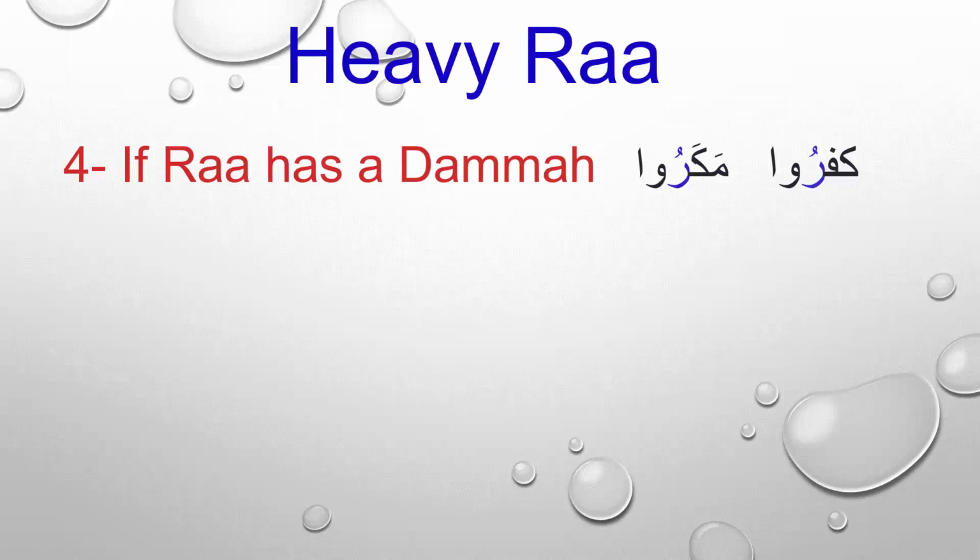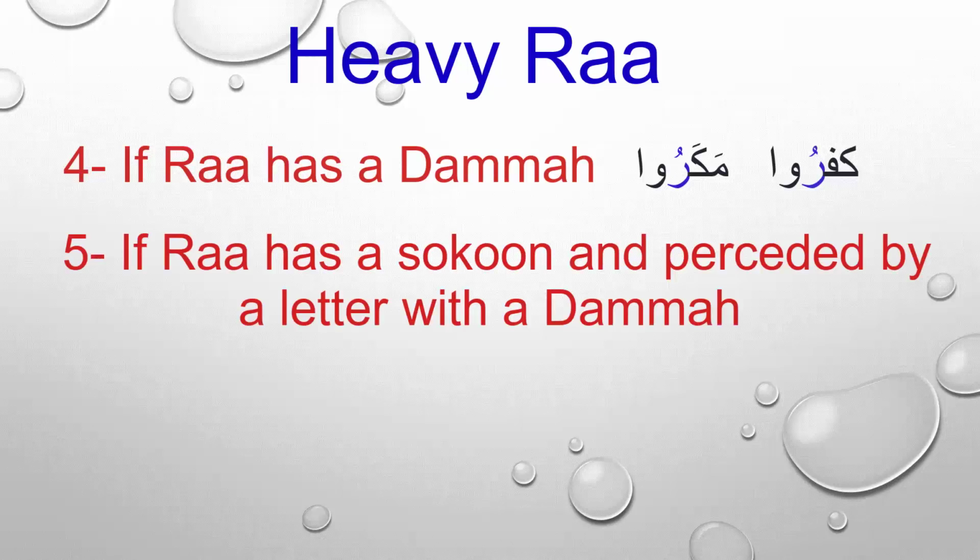Okay. The fifth case, if Ra is sakina and it's preceded by a letter with dhamma. So simple. Just as القرآن. We don't say قر. No, this is incorrect. We have to make it heavy because it's a second letter preceded by a dhamma. So it's gonna be القرآن. Like also in the word burhan.